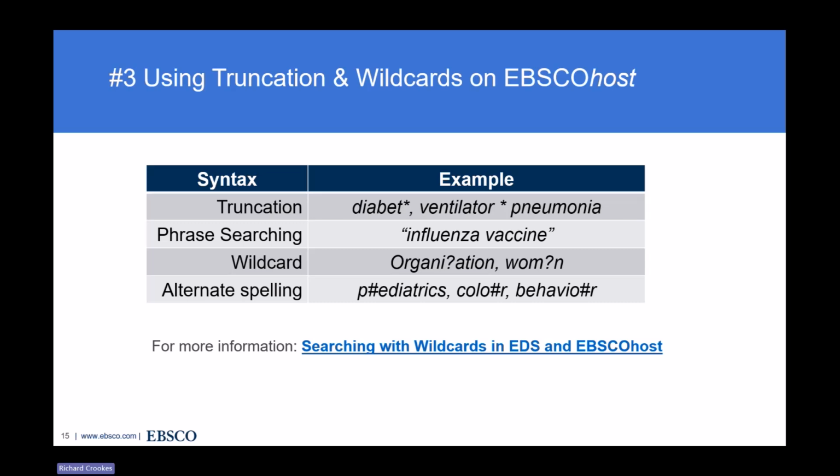For exact phrase searching, use double quotation marks. So influenza vaccine is an example there, and that means you'll retrieve records with at least one occurrence of the exact phrase. Now, on the platform itself, it will highlight both terms, whether they're next to each other or not, even when using exact phrase searching. So don't be put off by that. By default, it just highlights both terms or however many terms you enter, but it will find at least one occurrence of an exact phrase.